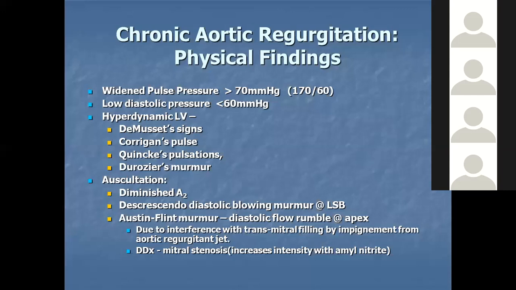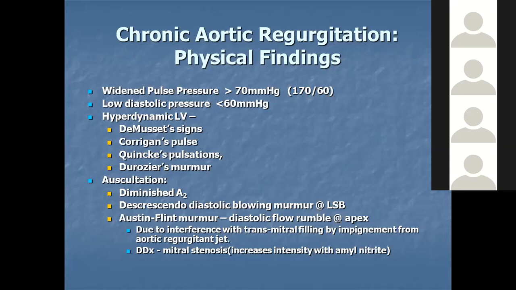De Musset sign is what? When you see the patient with severe AR, the patient is nodding his head. He is moving his head, so it is called de Musset sign. Corrigan's pulse is the pulse you see on the carotid. If you see the pulse, it's an upstroke and then going, it suddenly becomes visible, coming and going. It's like Corrigan's pulse.